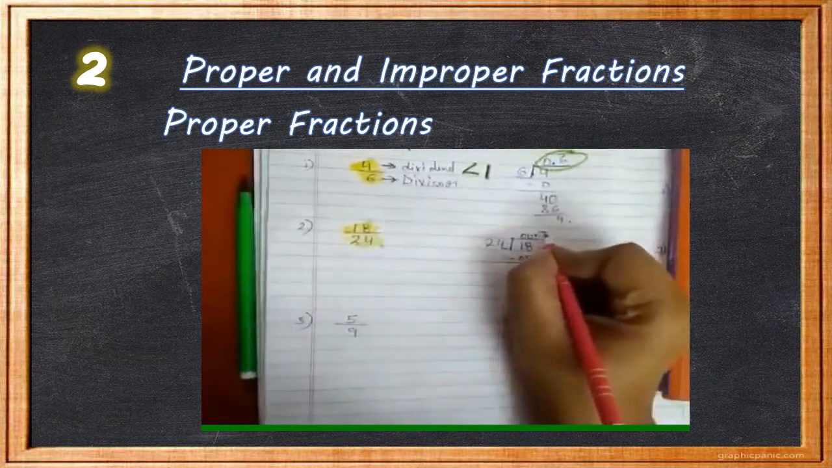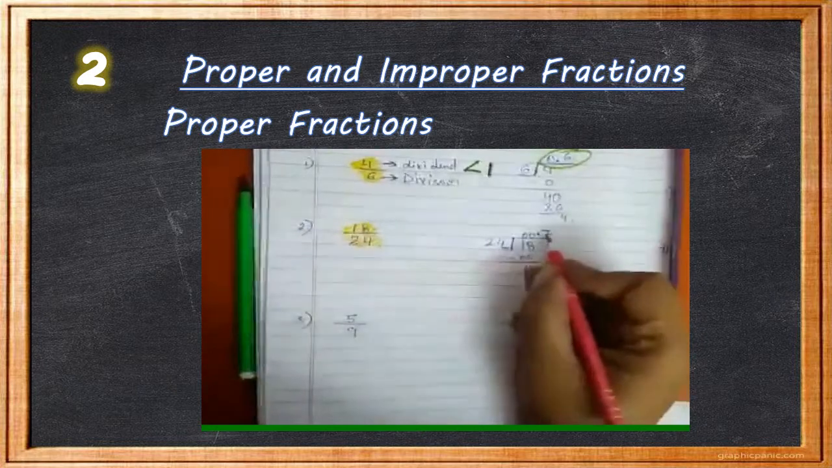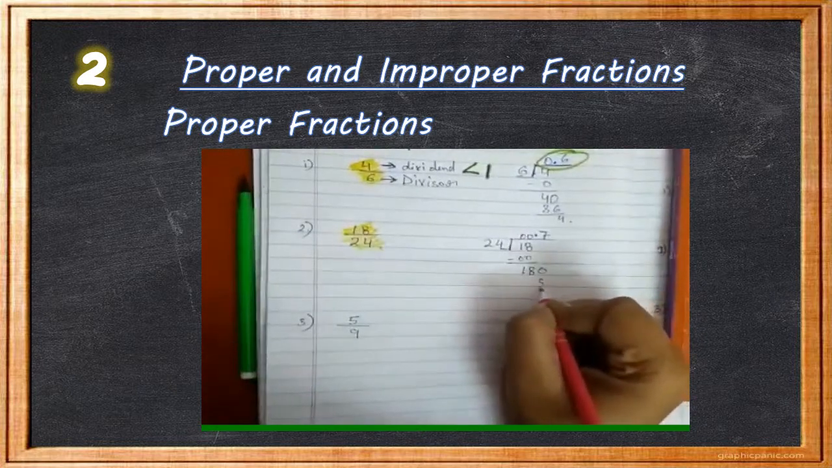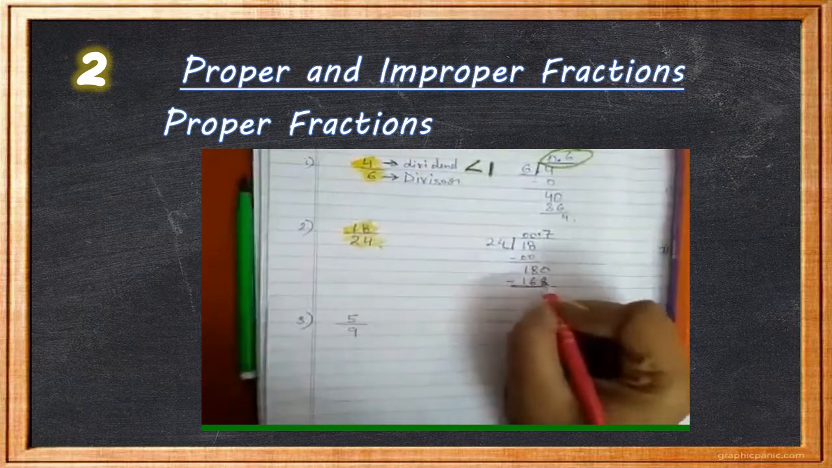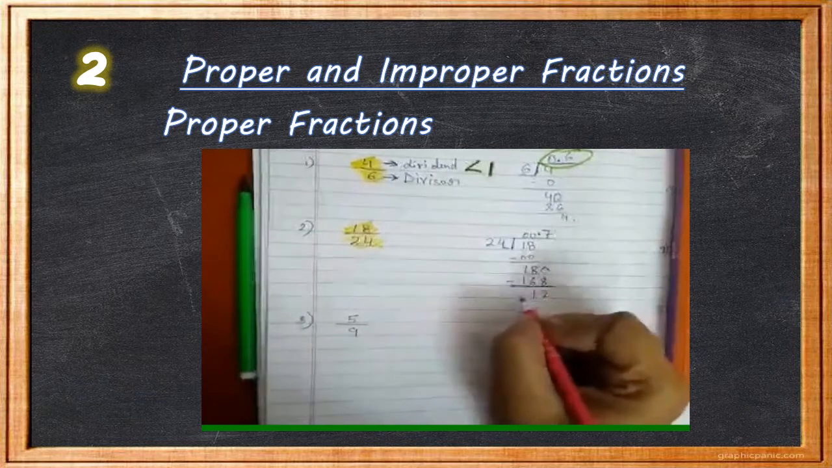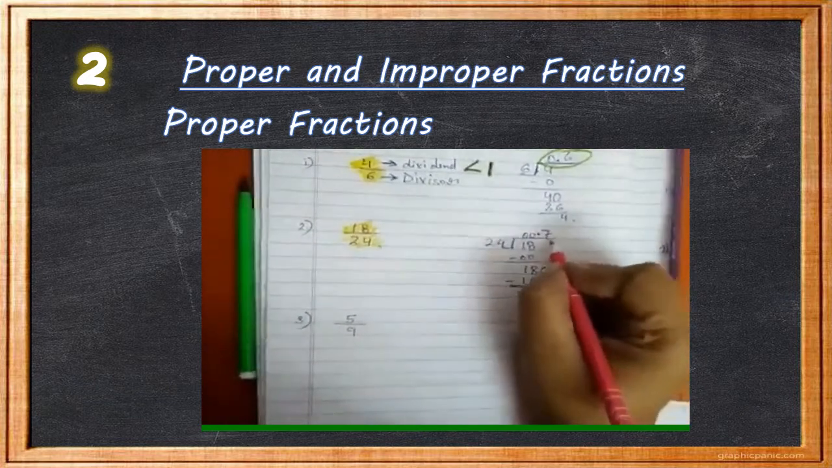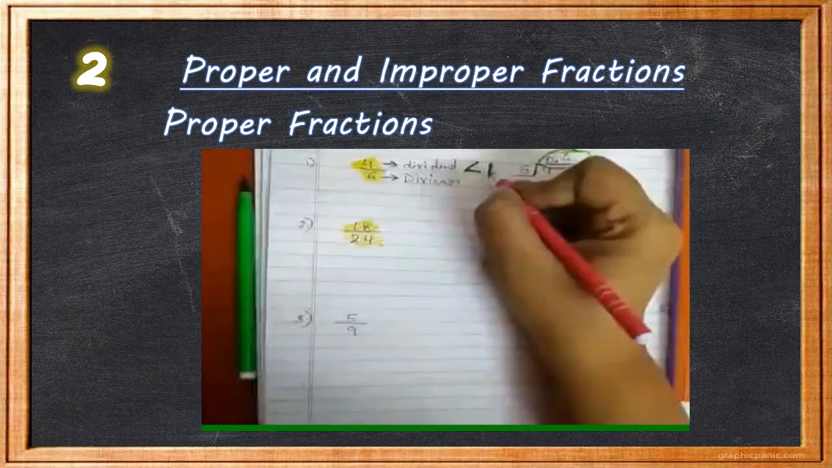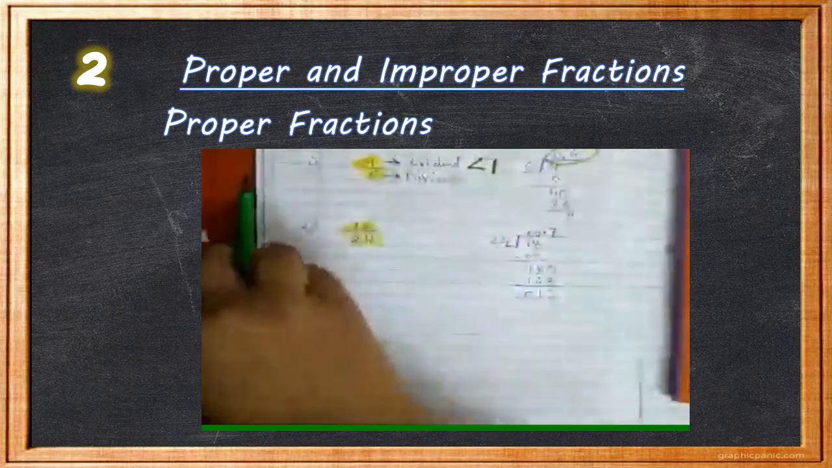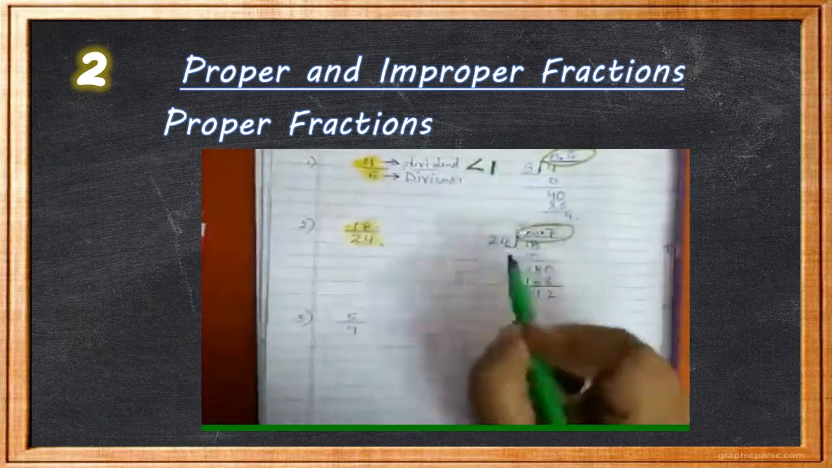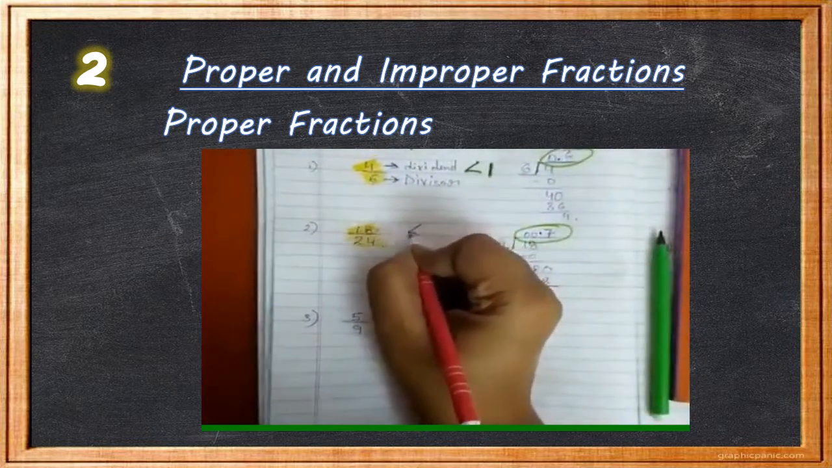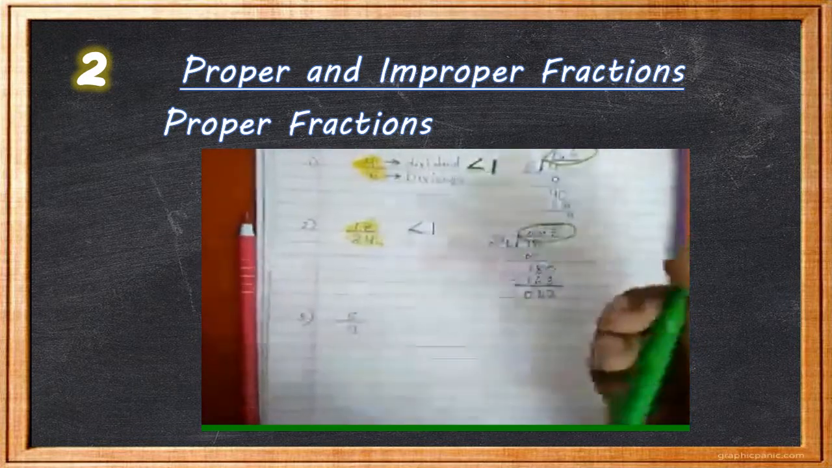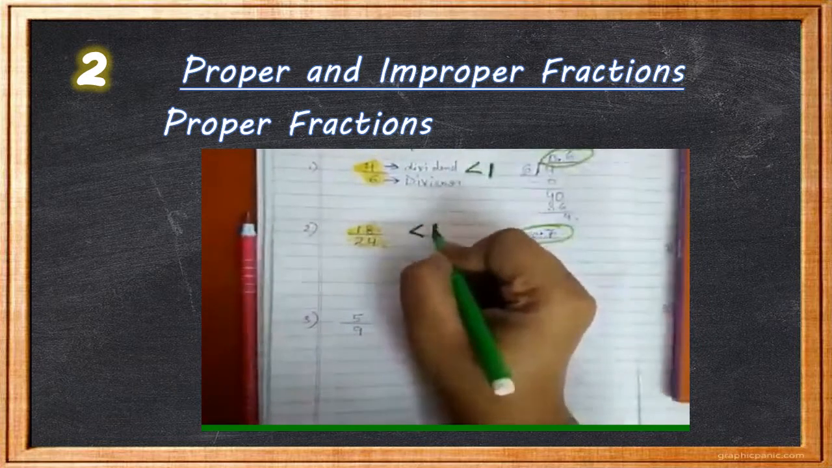I'll take 7. So 7 4s are 28. I'll be writing here. 7 2s are 14, carry 2, 16. 168. Yes, children. So 2 will be here. 1 and 0. Again you can see I am having 0.7. What am I having, children? 0.7. That means again it is less than 1. Yes, children, again it is less than 1.